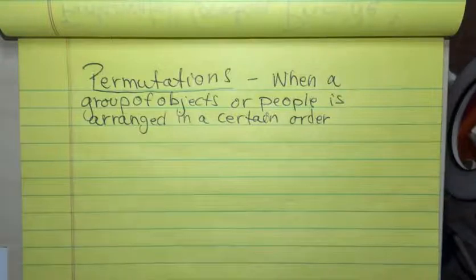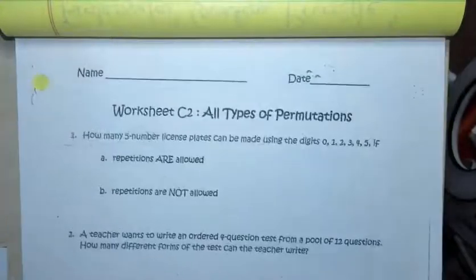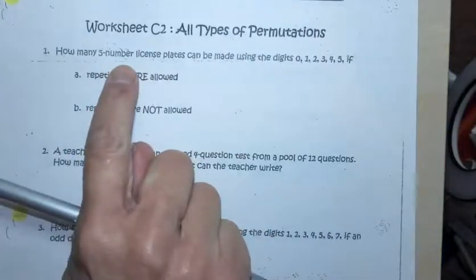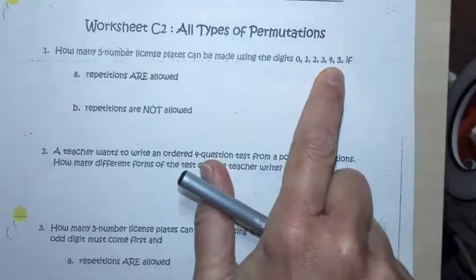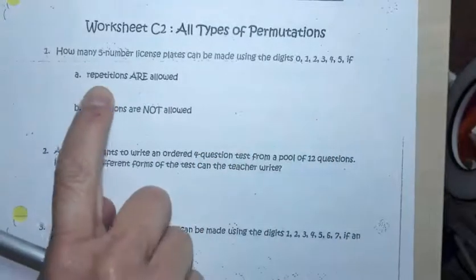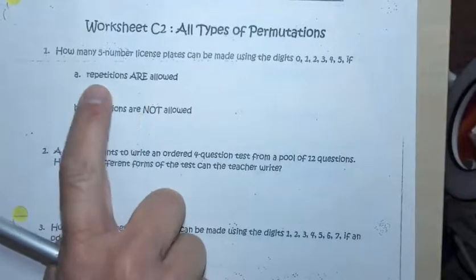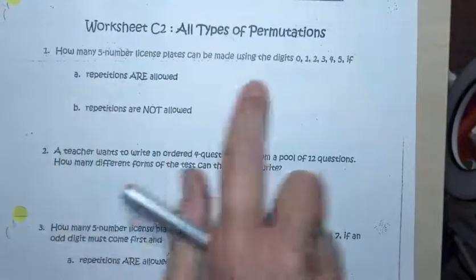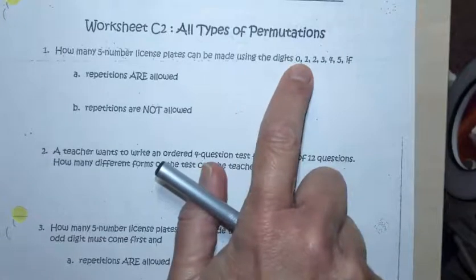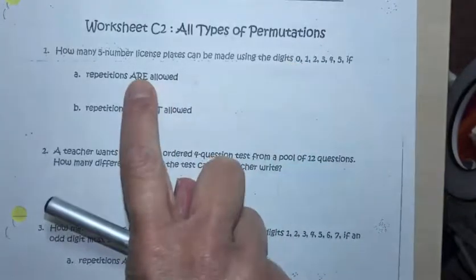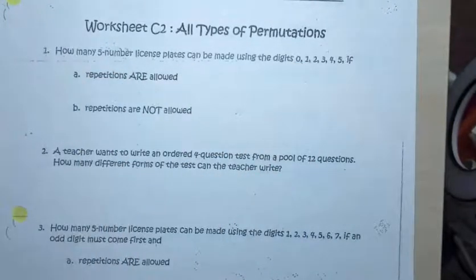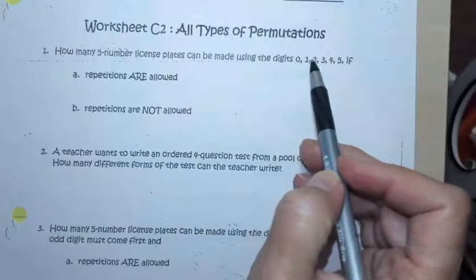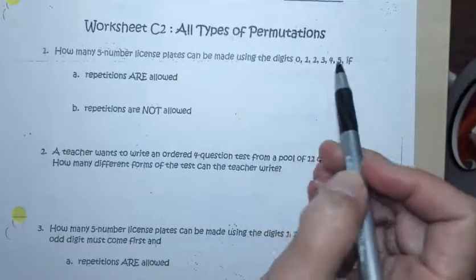So we're going to look at this first question here. It says, how many 5-number license plates can be made using the digits 0, 1, 2, 3, 4, and 5? And repetitions are allowed. So that means I can have repeated numbers. It doesn't specify, so we're going to make the assumption for this one, since it's license plates, that you could have a 0 be the beginning number. So I have 1, 2, 3, 4, 5, 6 possible numbers.